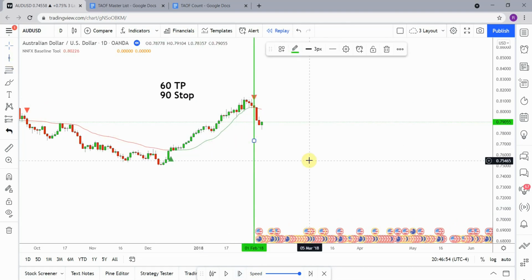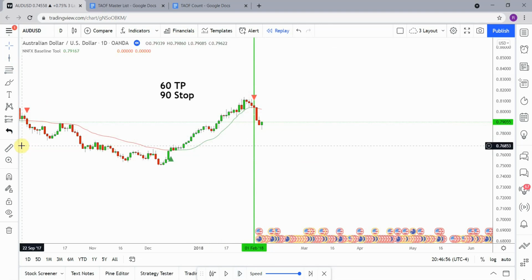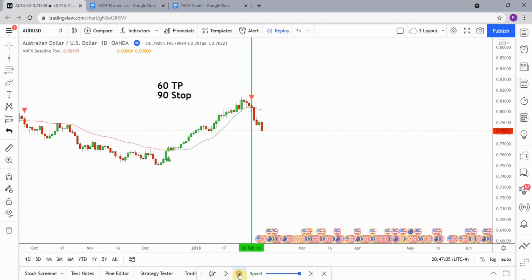Alright, so we pick up the first signal right there, first trade signal, and it looks like we got to take profit pretty easily, not too bad at all. Let's go ahead and move on.